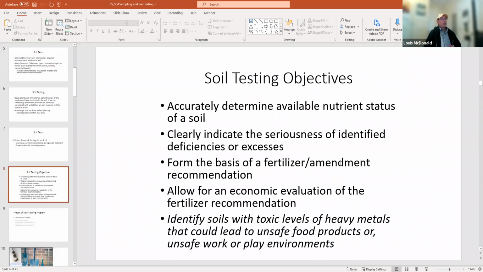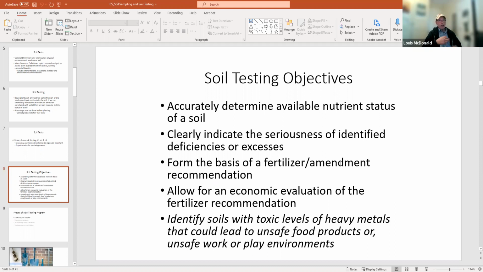All right, so soil testing objectives, right? We want to accurately determine what your nutrient status is, and indicate how serious any deficiencies or excesses are. Make a recommendation, and this is the part that is key. This is the hard part. And make an economic valuation of whether it's likely that you're going to get a response to applying that fertilizer.